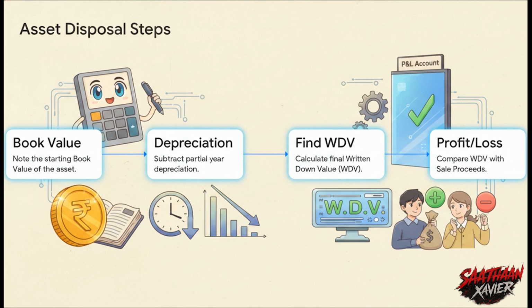Let's say you start the year on January 1st with a book value of 50 lakhs, and you sell the asset on July 1st. Well, you've used it for exactly 6 months, right? You must calculate and subtract that 6 months of depreciation to find your true written down value on July 1st. Only after you do that can you compare that number with your sale proceeds to find your profit or loss, which then goes to the profit and loss account. Bottom line, never, ever skip the partial year.